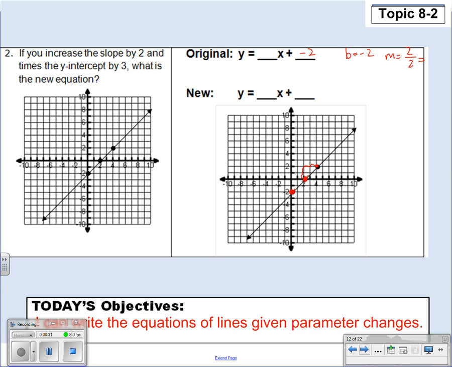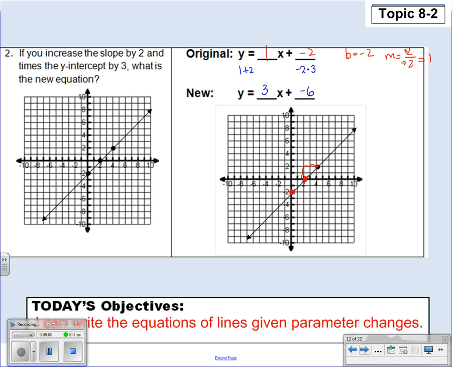Again, we know that it is positive because it's an increasing line. And so we're going up and to the right. 2 divided by 2 is 1. So our original slope is 1. Now our new slope, we want to increase the slope by 2. So we'll take our original, increase it by 2. That gives us 3. And we want to times the y-intercept by 3. So the y-intercept was negative 2 multiplied by 3. We get a negative 6.